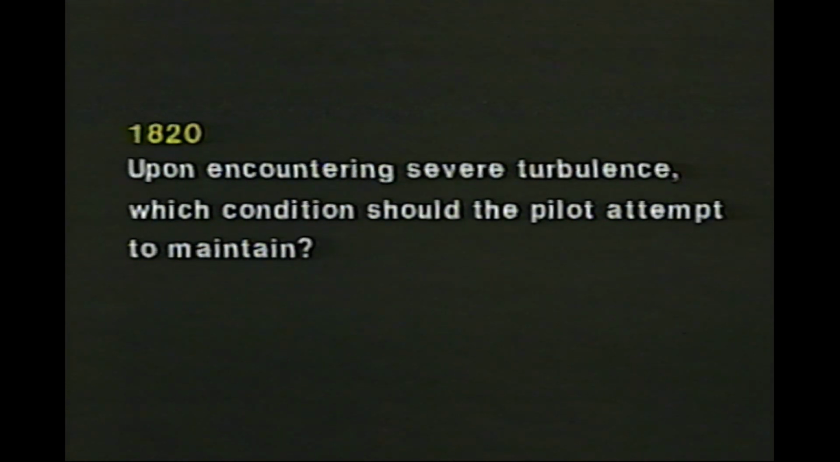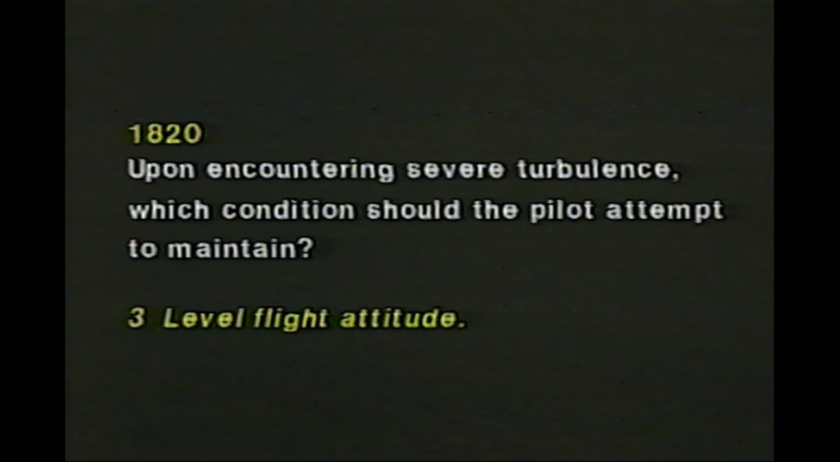Upon encountering severe turbulence, which conditions should the pilot attempt to maintain? If you get into severe turbulence, by reading the FAA's own description of the different classifications of turbulence, severe turbulence is that the aircraft is uncontrollable. So if you get into severe turbulence, you don't try to maintain your altitude and you don't try to maintain your airspeed. What you maintain is a level flight attitude. So it's answer number 3, level flight attitude.